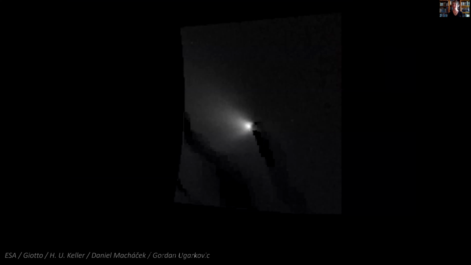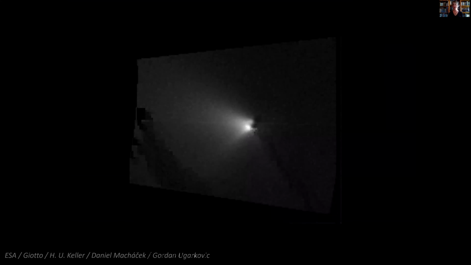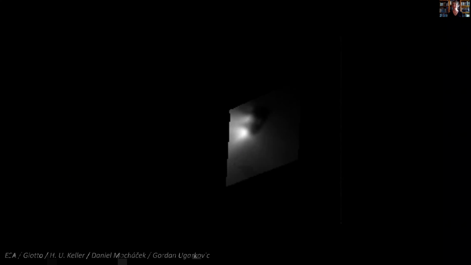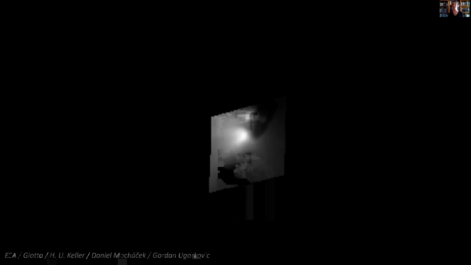And here's a version that Gordon Ugarkovich produced after Daniel Machacek had had his way with the data, where he stabilized the approach animation, and you can follow Giotto all the way into Halley until the camera gets destroyed by a stray particle. And that's it. That's all you got.